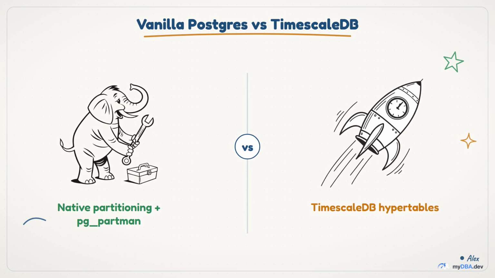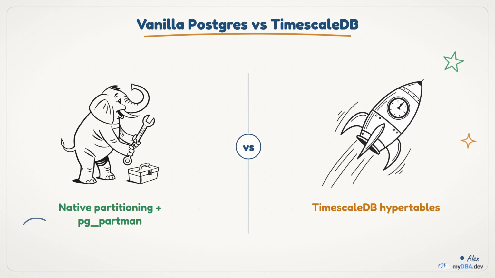Exactly. Native partitioning scales to billions of rows when you automate it properly, and you stay on vanilla Postgres.